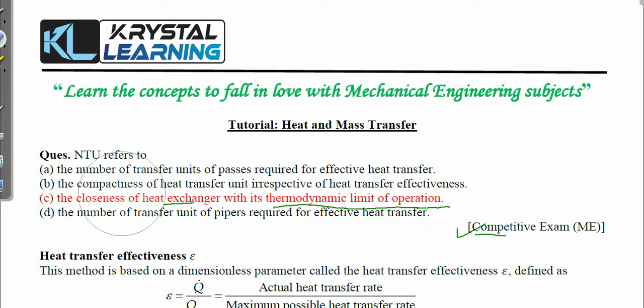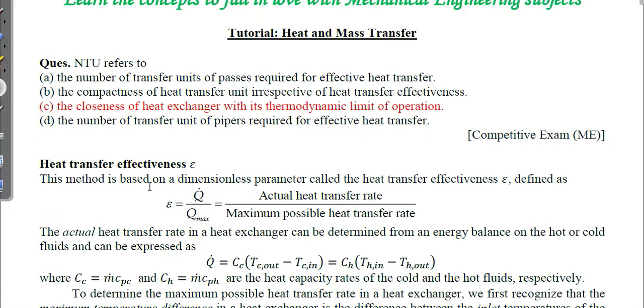So let's study, and let me make it clear that we won't go into the derivation part. We will just use the formula and the graph, upon which this question will become clear. This topic comes into the heat exchanger chapter, where you can see the derivation. Okay, number of transfer units, NTU.